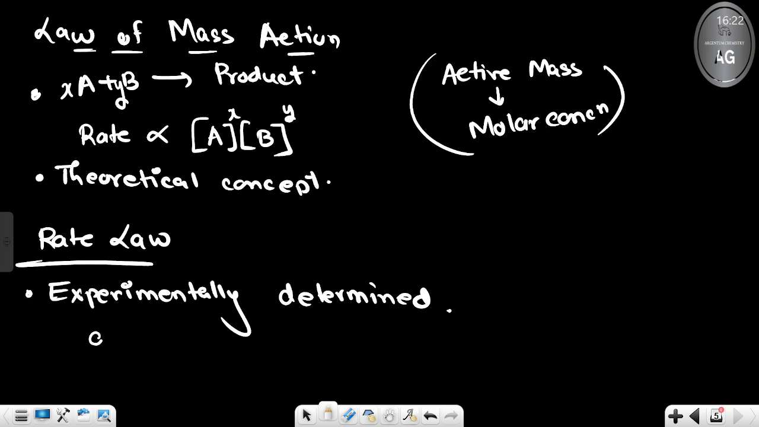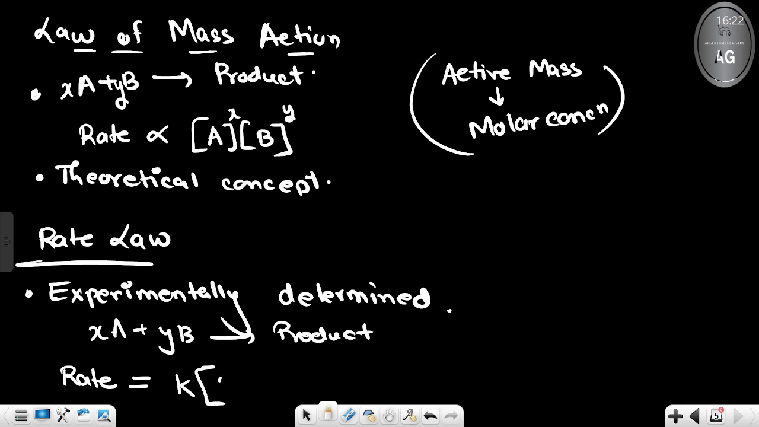So if I write the same equation, xA plus yB forms some product, then rate equals k times A to the power alpha and B to the power beta. Understood? Now what is this alpha? What is this beta? I don't know. This can be anything. Alpha can even be 0, it can even be a fraction. So we don't know.